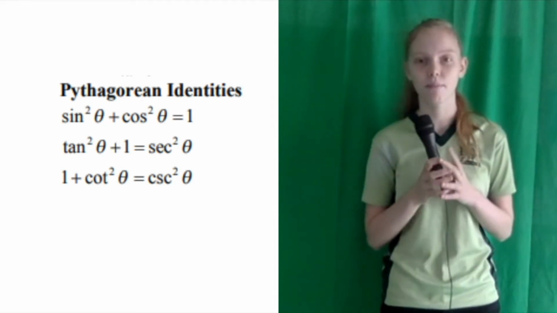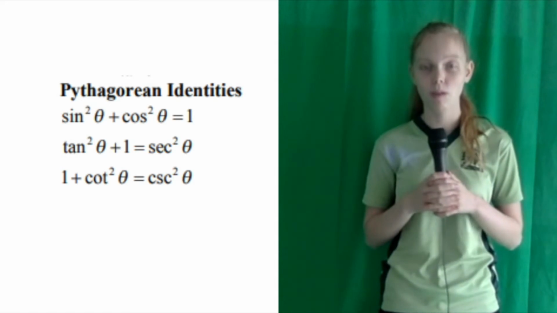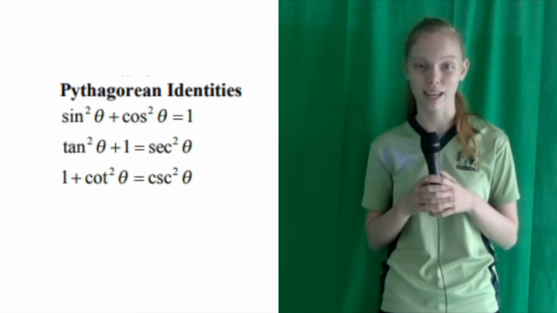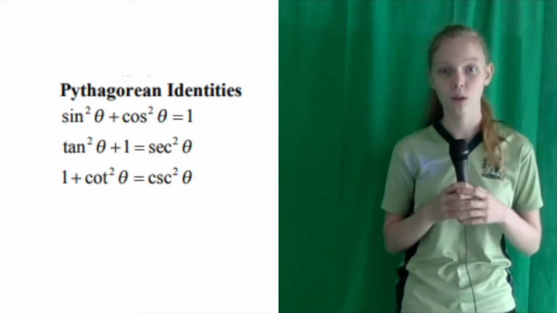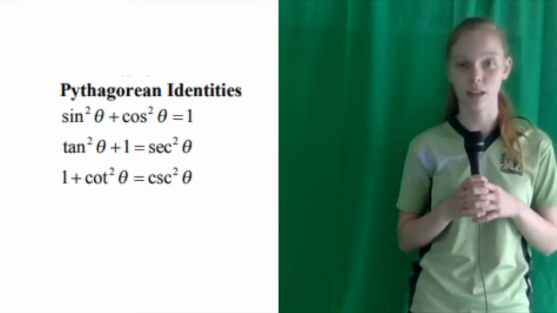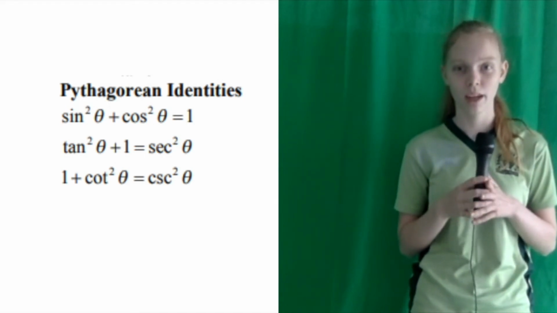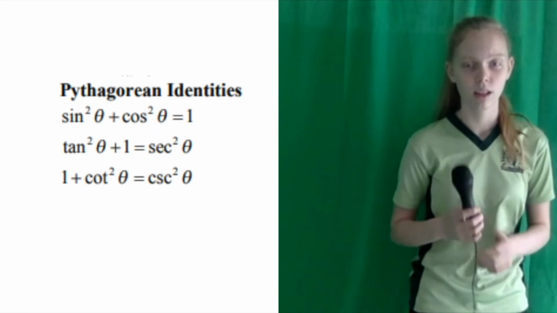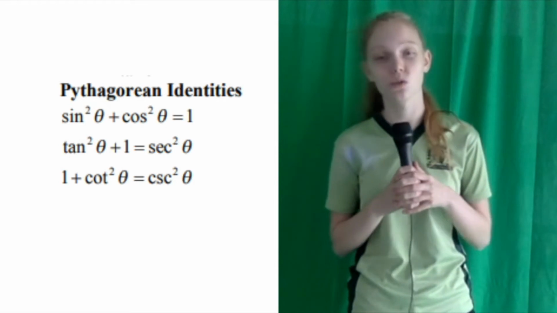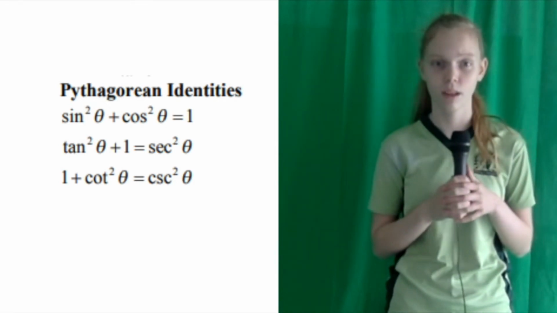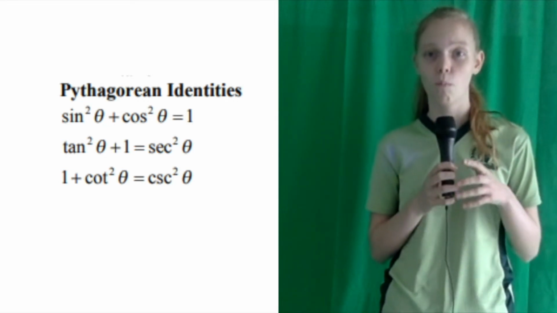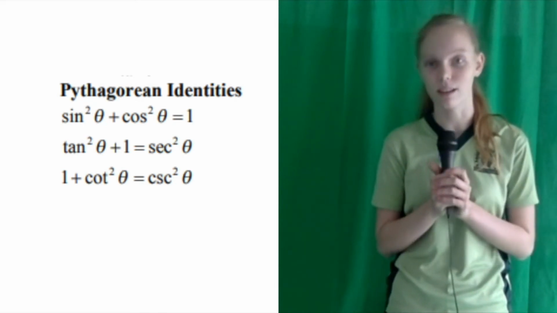What about, say, 30 degrees, or pi over 6? Well, we know that sine is equal to 1/2, and cosine is equal to rad 3 over 2 for pi over 6. So we square both of them. 1/2 squared is 1/4, and rad 3 over 2 squared is 3 over 4. Add them together, 3/4 plus 1/4 equals 1. It's true no matter what angle you pick. The same goes for the other two Pythagorean identities. Tangent squared plus 1 equals secant squared. And 1 plus cotangent squared equals cosecant squared. Both of these also hold true for any angle that you pick.